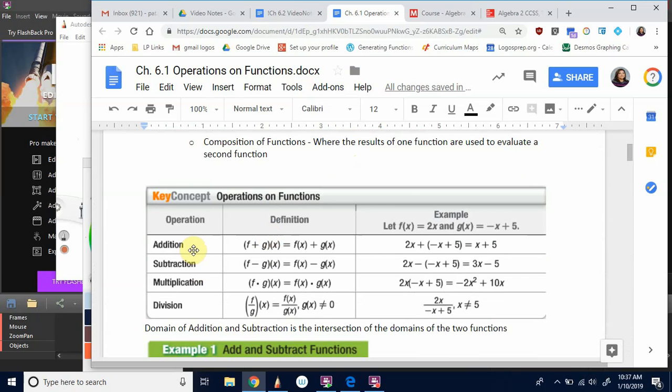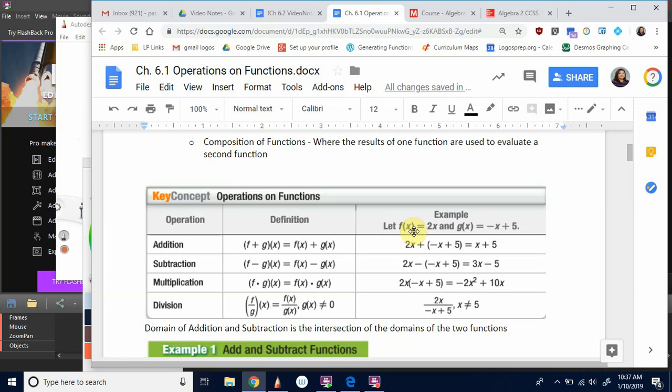So we have four operations: addition, subtraction, multiplication, and division. They can be written two ways. (f + g)(x) equals f(x) plus g(x). And then you have the subtraction, you have the multiplication, and then you have the division. However, remember, we can't have 0 in the denominator, so if we have a variable, we have to list a restriction.